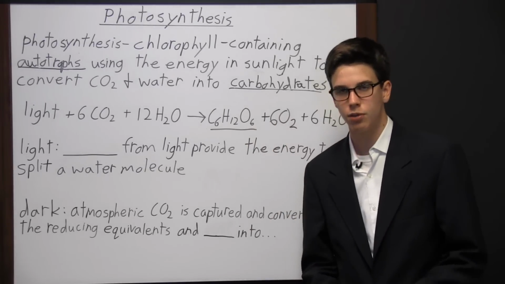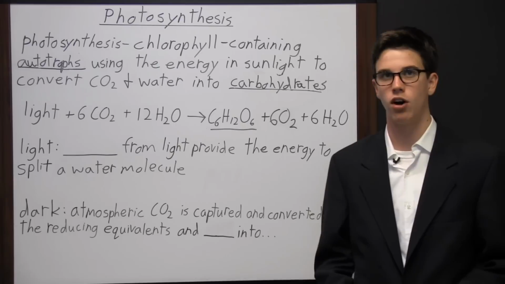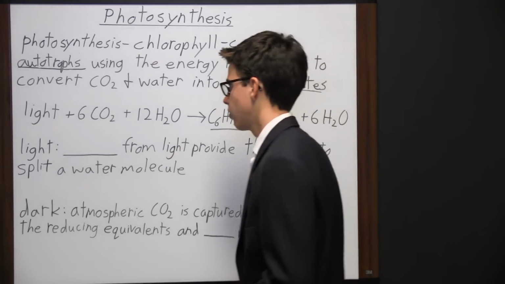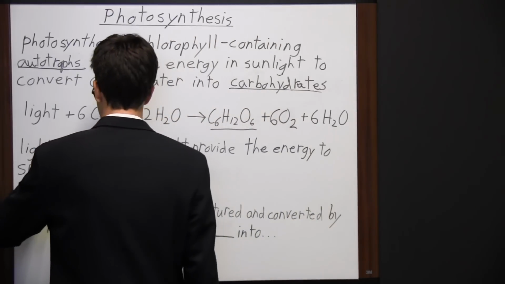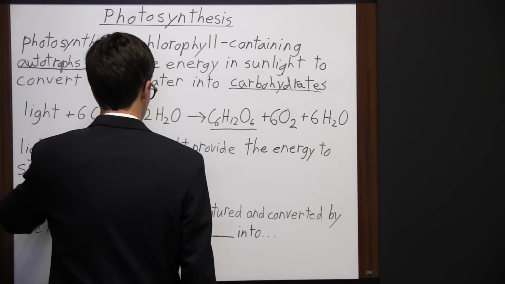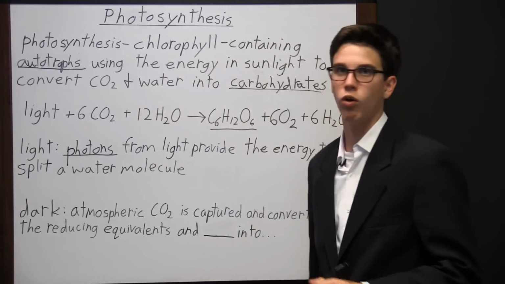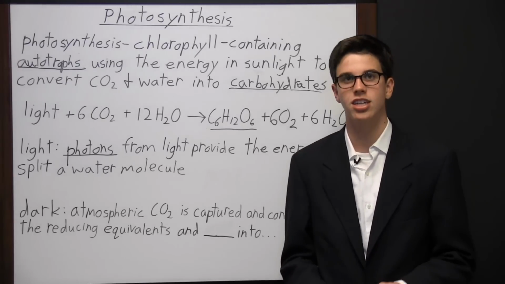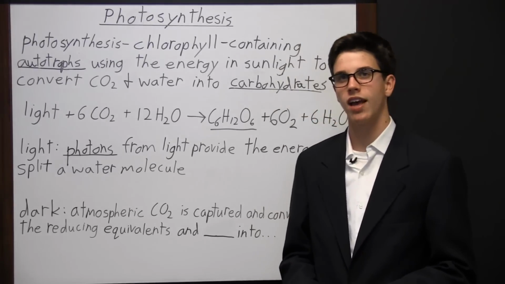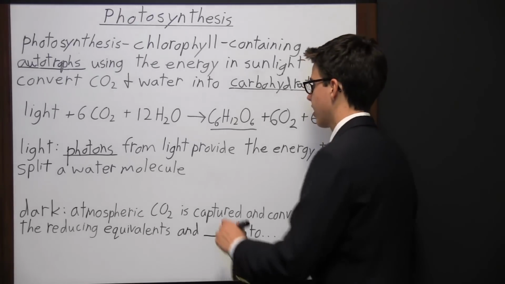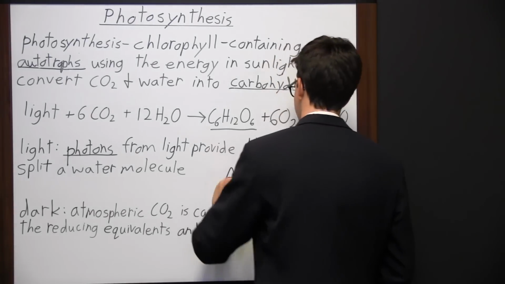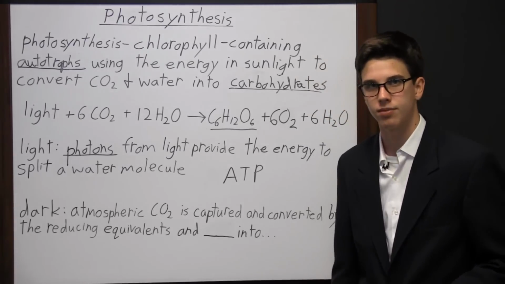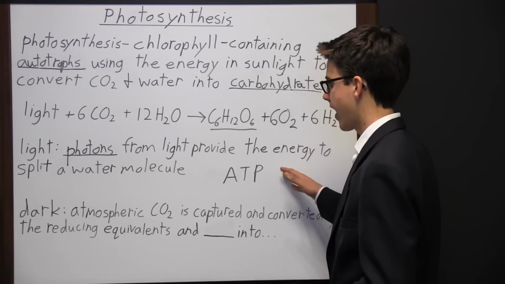Now, the process of photosynthesis involves 2 stages, the light reaction and the dark reaction. So in the light reaction, photons from light provide the energy to split a water molecule. And the electrons released are boosted into higher energy states and generate reducing equivalents and the energy carrying molecule ATP, which is an abbreviation for adenosine triphosphate. And so we're going to get to that in a minute.